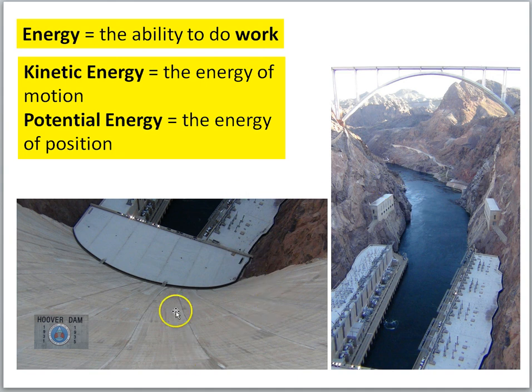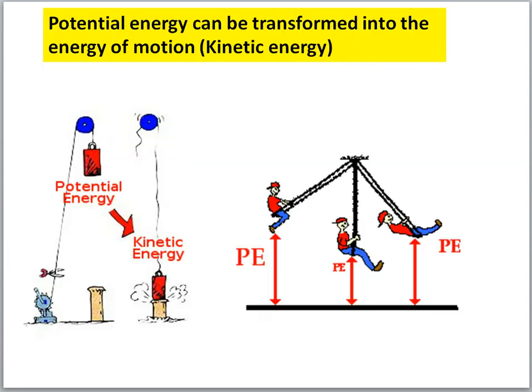This is the Hoover Dam. You're looking down from the top of the dam here, and you're looking out downstream from the dam in this picture. Let's use two familiar examples to understand potential and kinetic energy.